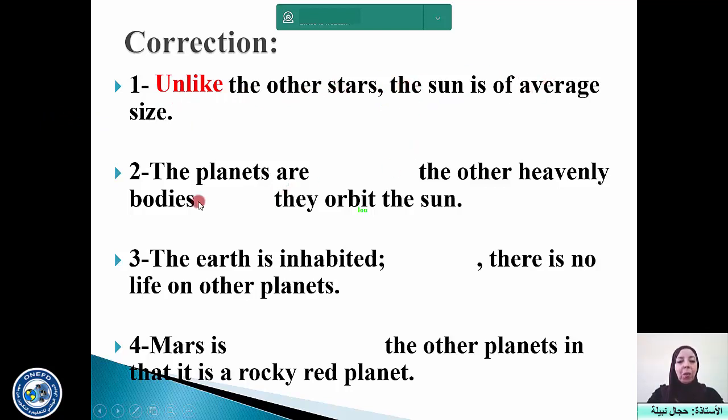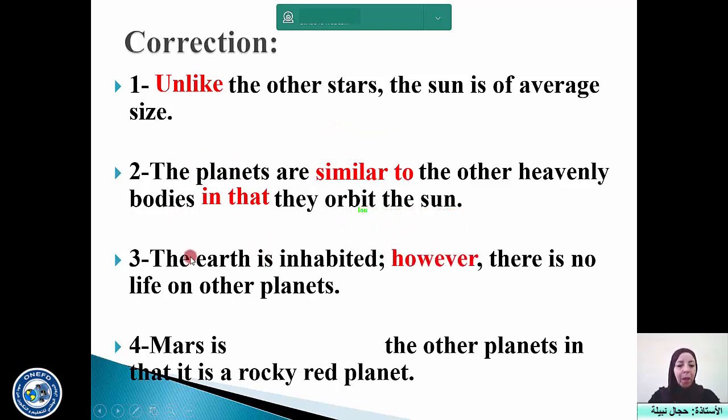Okay. Second one, the planets are the other heavenly bodies. They orbit the sun. So it's a comparison between planets and the other heavenly bodies. So what is the element of comparison? It is orbiting the sun. Now, do both of them orbit the sun, or is it only one of them that orbits the sun? Of course, both of them. So it's a similarity. That's why we use similar to. The planets are similar to the other heavenly bodies. How? In that, this is a completion of this connector, they orbit the sun.